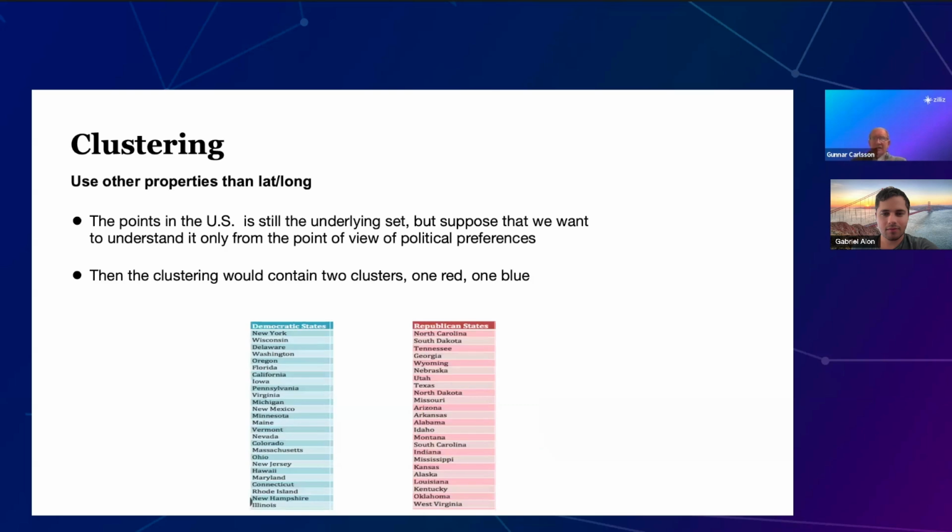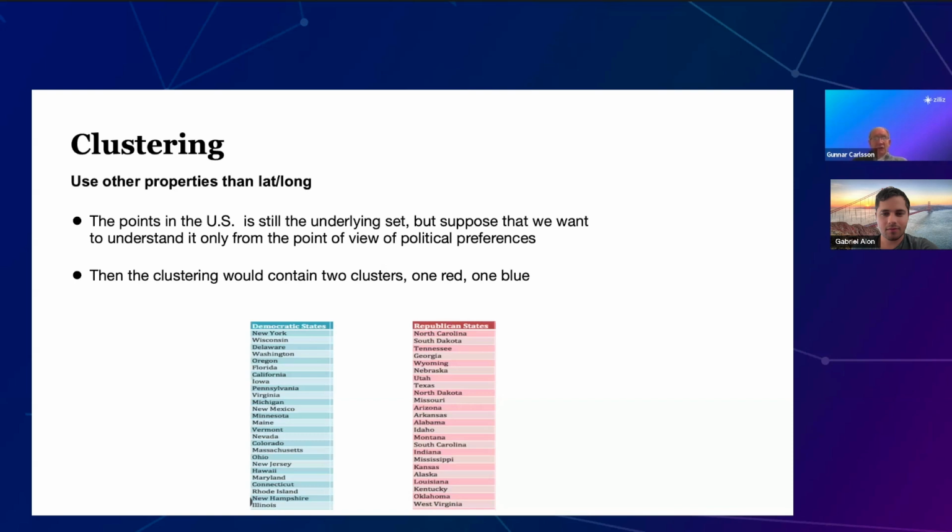Okay, so we've taken this idealized example where we are studying points in the United States. But suppose that we're not measuring them by latitude and longitude, but are interested in something other than that. We might, for example, cluster by political preferences. If that happens, as we've kind of seen, this clustering would probably contain two clusters, one red and one blue. These are states characterized by their political preferences. So that's two clusters. That's informative.